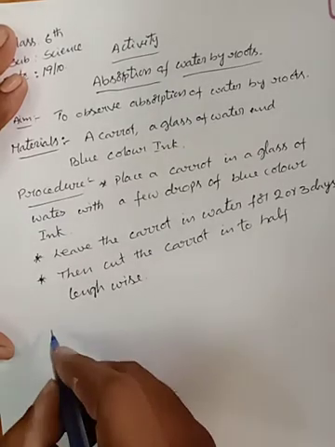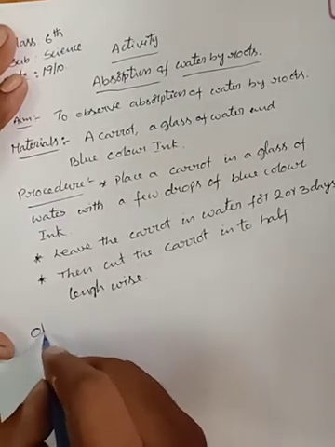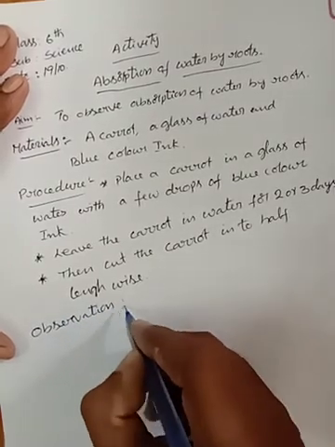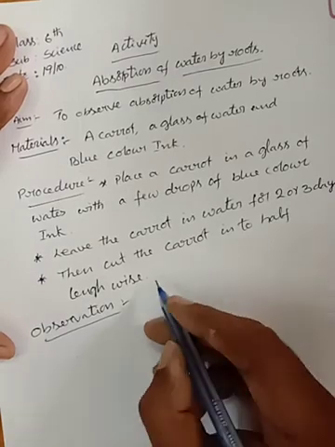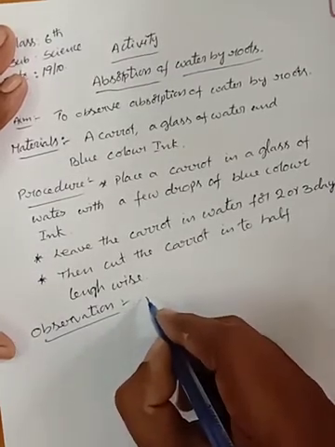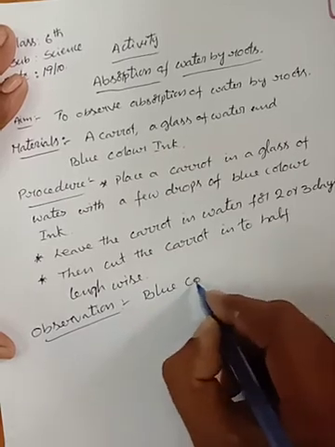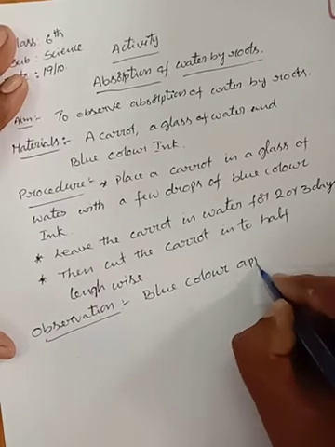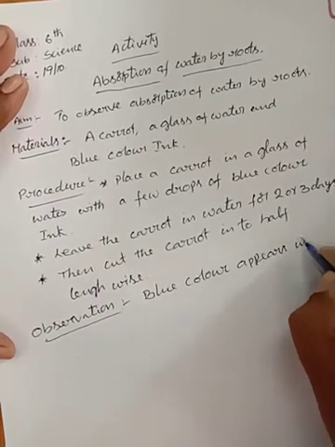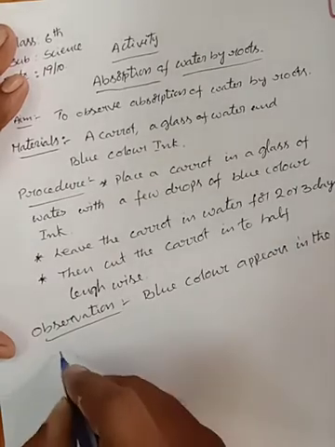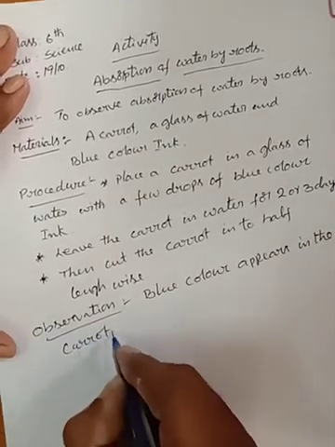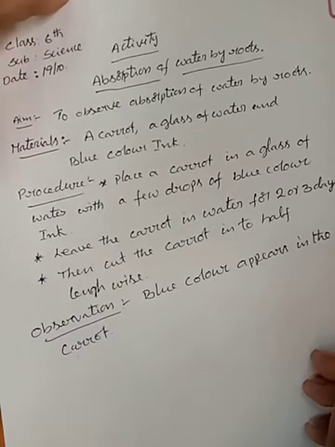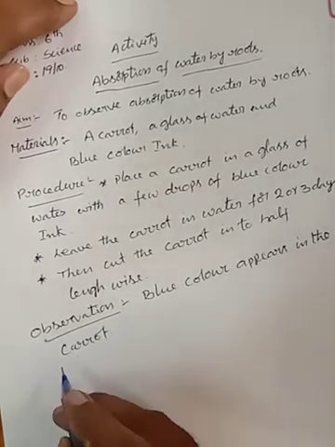Okay, now observation. What is the observation? Blue color appears in the carrot. Blue color appears in the carrot. What is the reason? Blue color appears in the carrot.